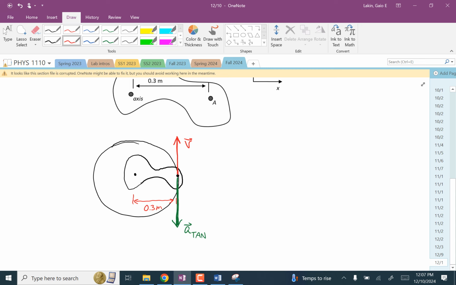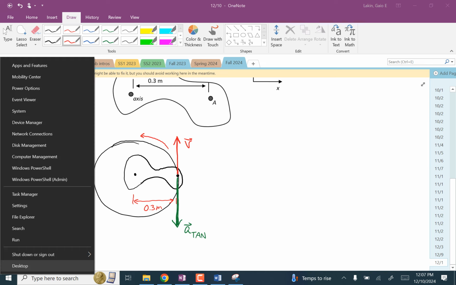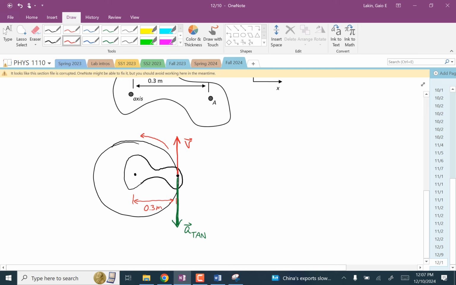Okay, so based on this, we can already figure out the signs of the angular velocity and angular acceleration. So the angular velocity is going to be this way in order to have a velocity in that direction. Anybody have any questions about why that is? Can you follow that? This is counterclockwise, so that angular velocity is going to be positive. And then the angular acceleration is this way. That's clockwise, so the angular acceleration is going to have to be negative.